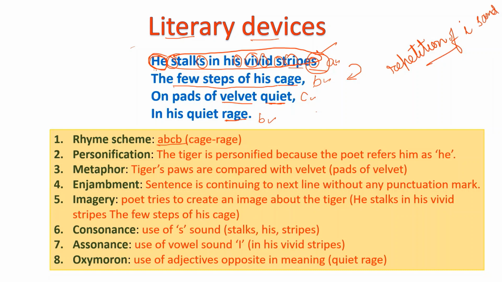Assonance. And the eighth literary device over here is oxymoron, जहाँ पे दो opposite words use किए जाते हैं. Quiet means शांत, rage means violent anger. शांत और भयानक गुस्सा, ये दोनों क्या है? Opposites. So when opposites are used together, it is oxymoron.